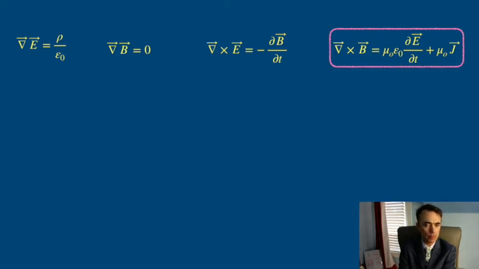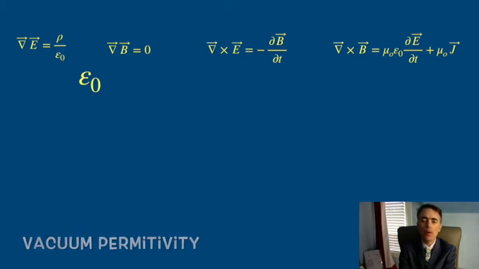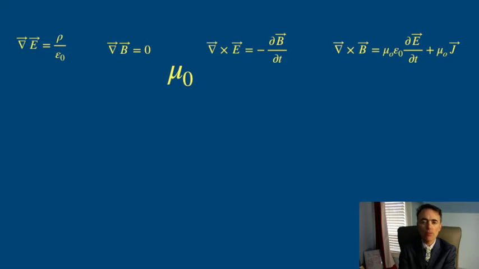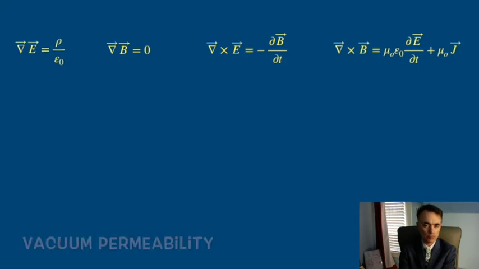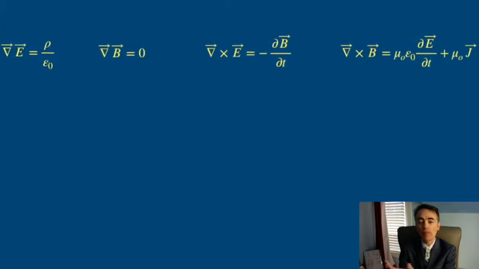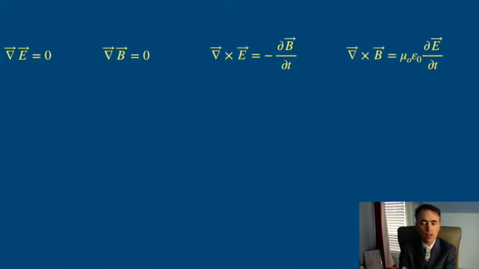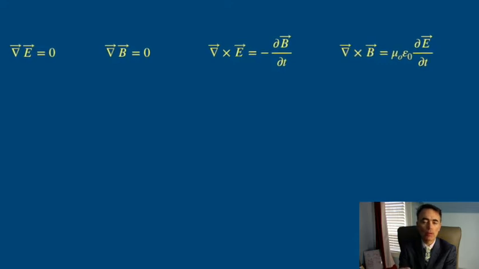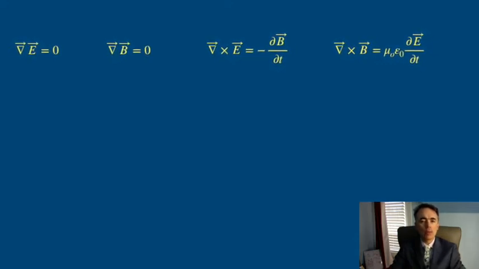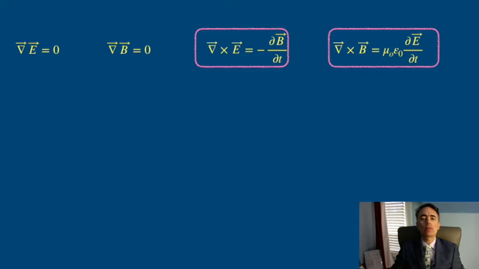form loops. Epsilon naught is the electric constant called the vacuum permittivity. Mu naught is the magnetic constant called the vacuum permeability. In the vacuum, they can be simplified as this, as there are no charges and no electric currents. So, in a vacuum, we have these two equations that say that a magnetic field that changes in time generates an electric field, and an electric field that changes in time generates a magnetic field. It's as if they feed each other back and forth.